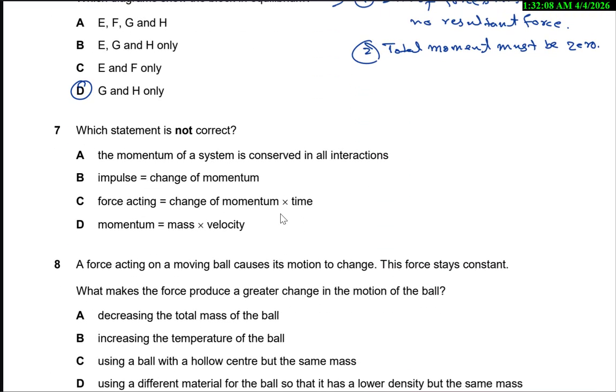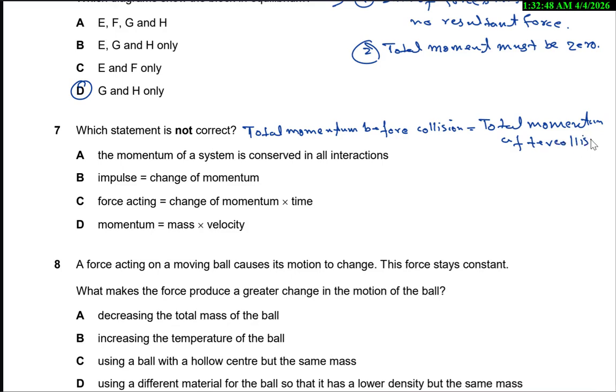Question number 7. Which statement is not correct? The momentum of a system is conserved in all interactions. So if the system is isolated, we can say that total momentum before collision is equal to total momentum after collision. So statement A is correct.